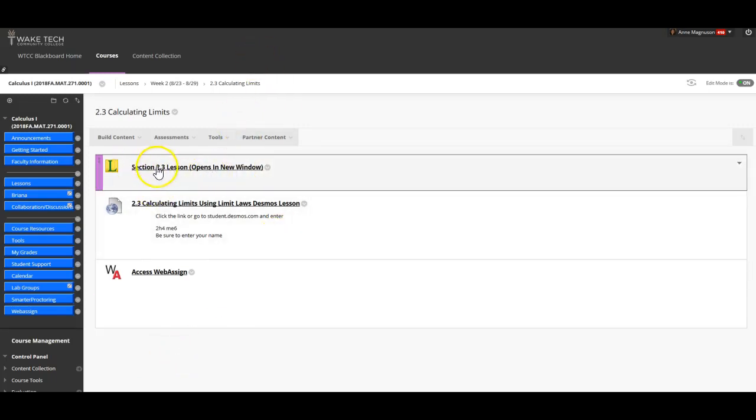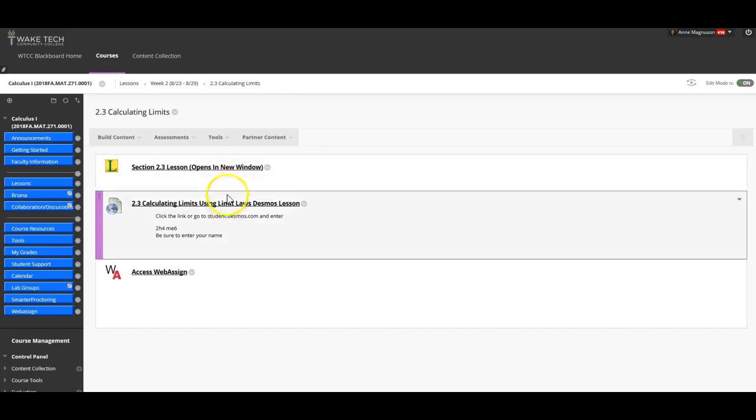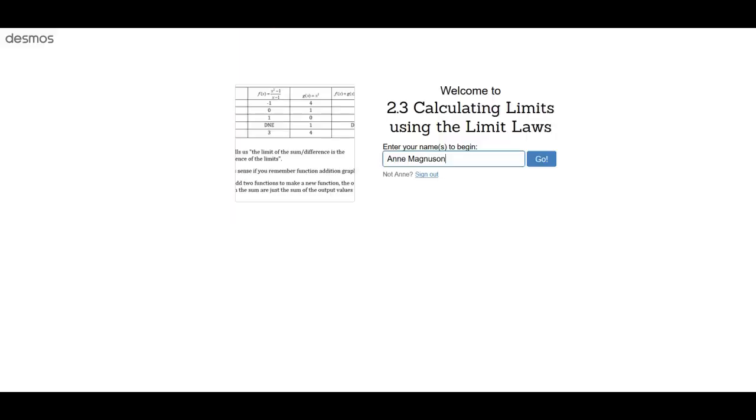We're going to be covering section 2.3 today, which is calculating limits using limit laws. So up to this point, we had been finding limits either by looking at a graph or a table. And really we'd been estimating. We hadn't been finding exact answers. So in this section, we're going to learn about some laws that help us find exact answers to limit questions.